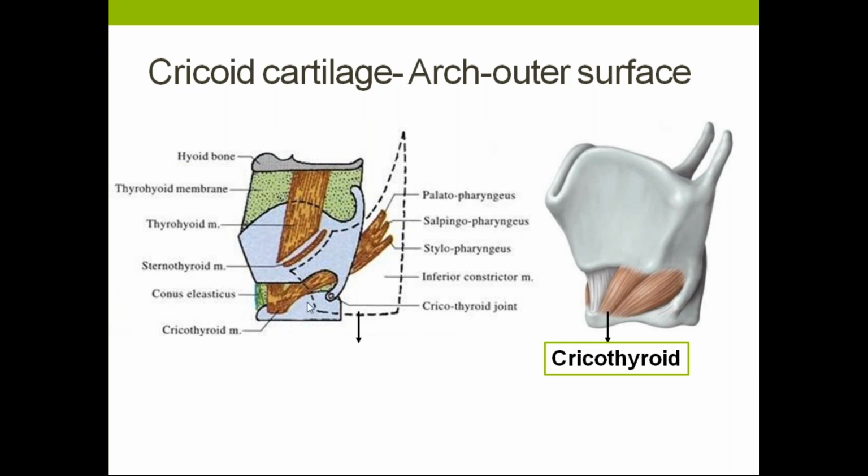Okay. So other than this, I already said there will be attachment of the cricopharyngeus part of the inferior constrictor muscle. The outer surface also gives attachment to the cricopharyngeus part of the inferior constrictor muscle. Okay, that is cricopharyngeus part of inferior constrictor muscle. So, clear about the outer surface now.